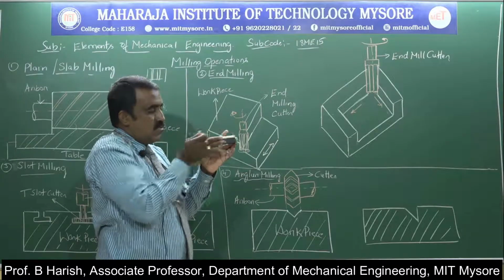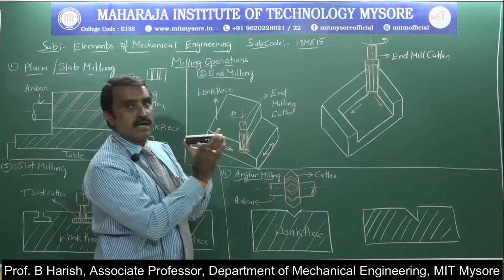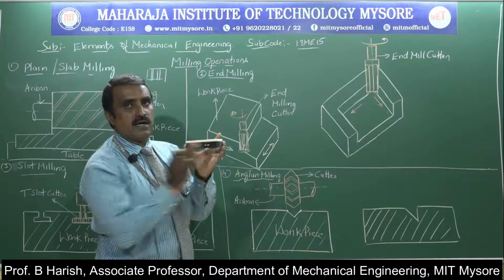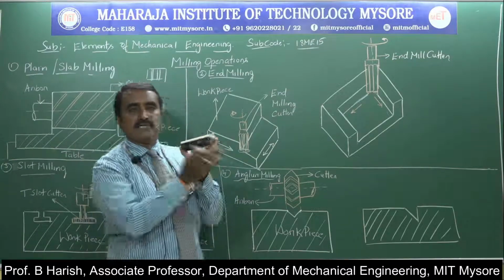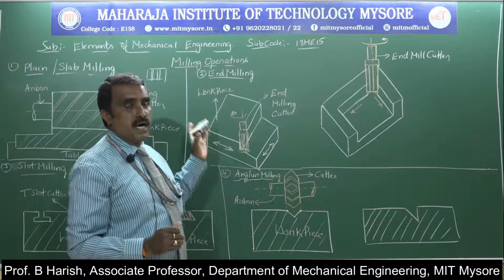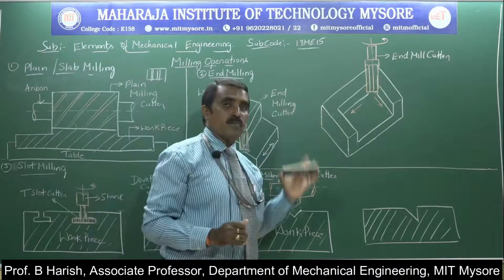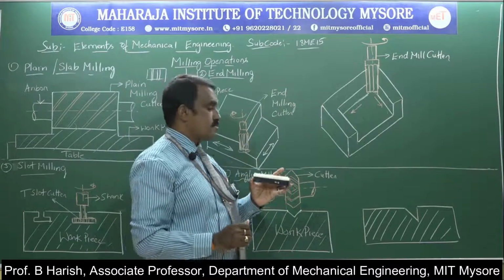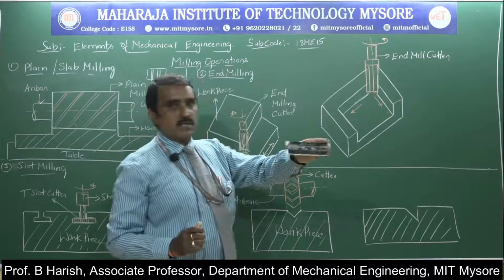So the surface will be flattened. The end surface will be flattened. Here is the flat surface, here is the end surface. That is one particular operation that is performed, that is end milling. Here you can observe one more thing in the sketch.